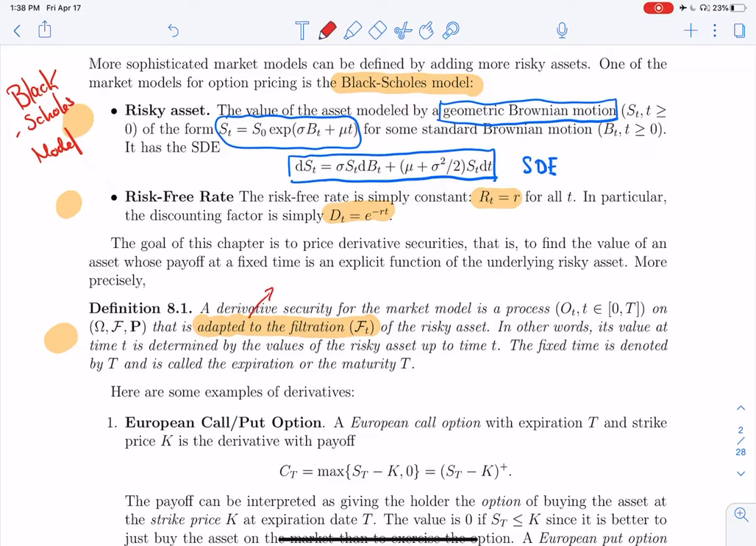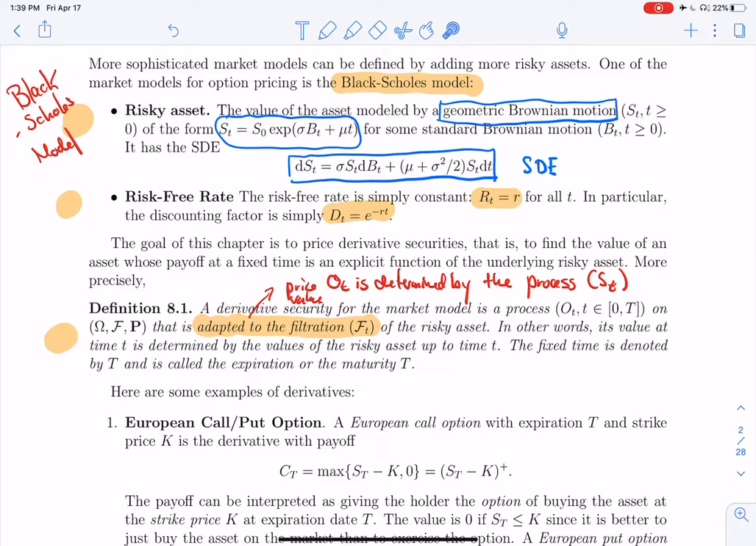That means that it's measurable at every time, measurable with respect to FT. So that means the price O_T, the value of price at time T, is determined by the process S_T. Okay, so that's why we call it derivative. If the price is derived from another security, another asset. So that's the key sentence: it's derivative, it's adapted to the filtration of another asset, and therefore it's determined by it.